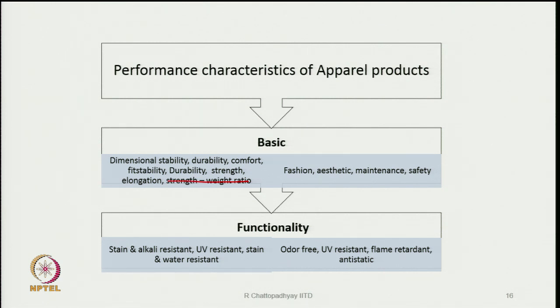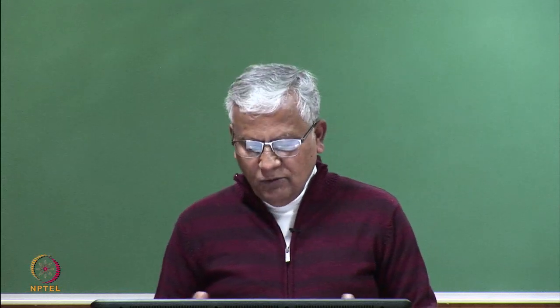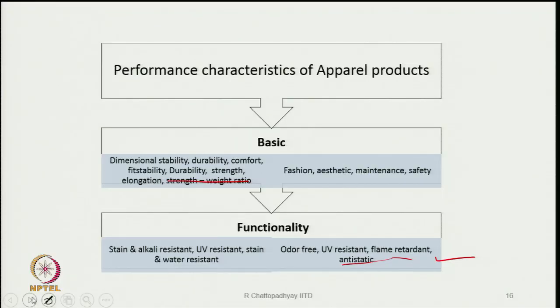Similarly, sometimes it should be water resistant depending upon the type of apparel we use. Odor free, UV resistance, flame retardancy, anti-static behavior, all of them are important for apparels, and one can add more or cut some of them depending upon the apparel that we are discussing. So, this is in general. If we take a specific apparel, then we can make another list of the basic properties we expect in it and the other functional properties that we may need.